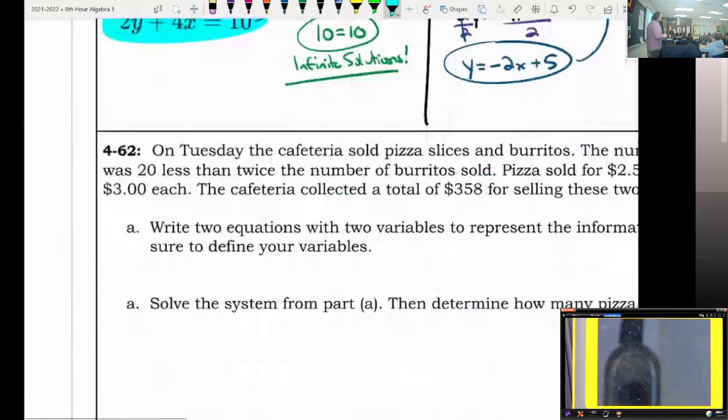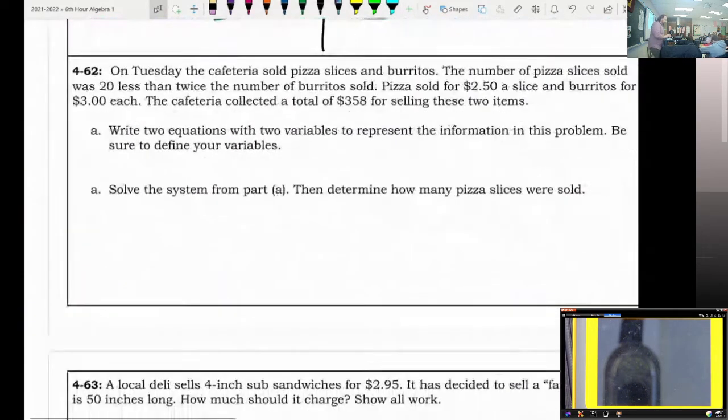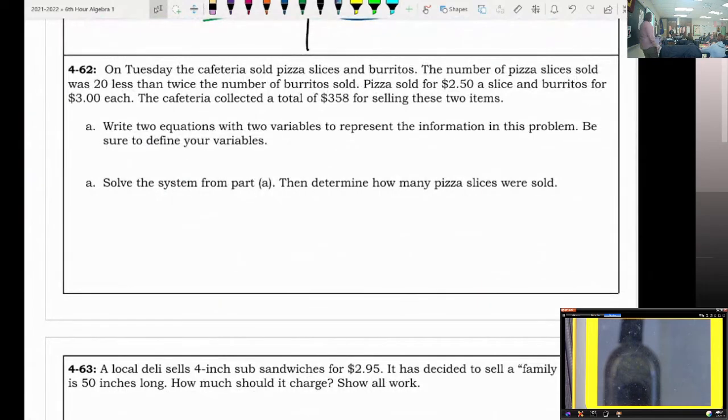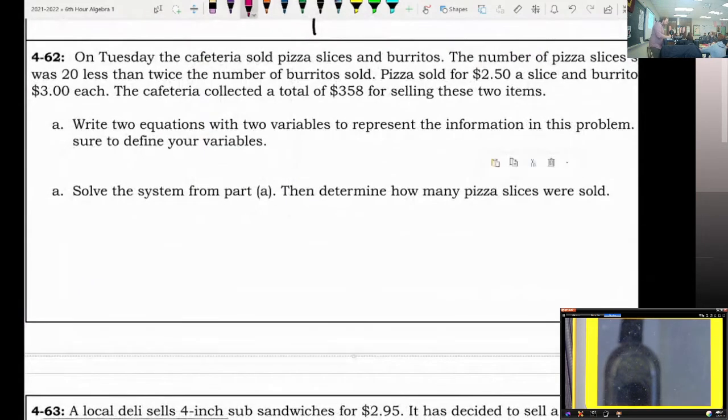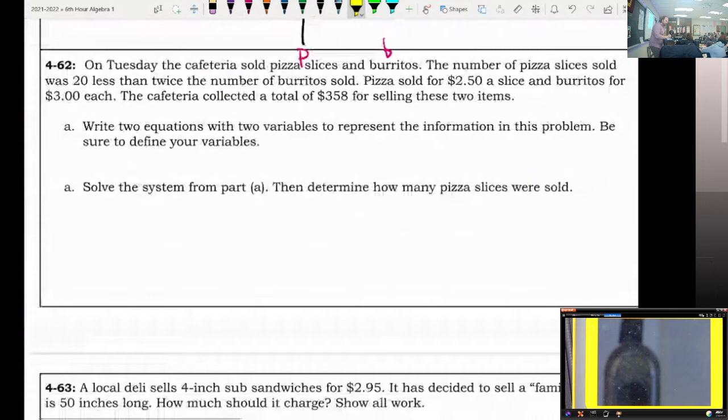Let's move to 462. This is a story problem, and it's not a very easy story problem either, but it does follow the same pattern as all the other story problems, so we're going to write the equations together right now. On Tuesday, the cafeteria sold pizza slices and burritos. Let's go ahead and put P and B down for our variables. We will not know how many pizza slices or how many burritos, but we're going to use those variables to represent them. Let's translate some sentences. The first one: the number of pizza slices sold was 20 less than twice the number of burritos sold. We can translate that right now if you're reading it carefully.